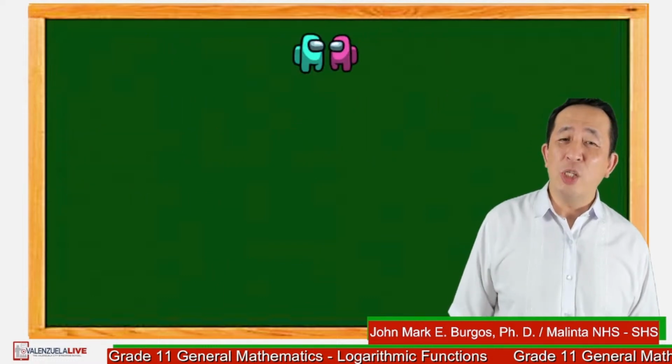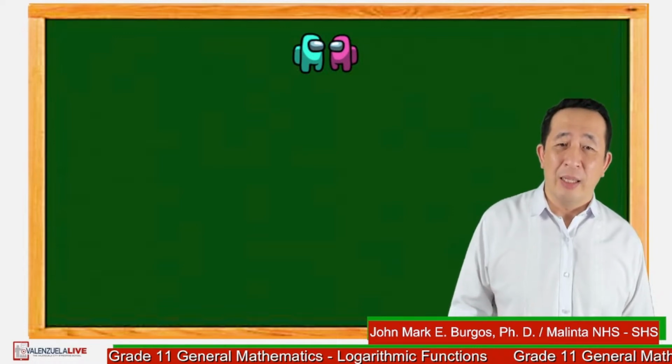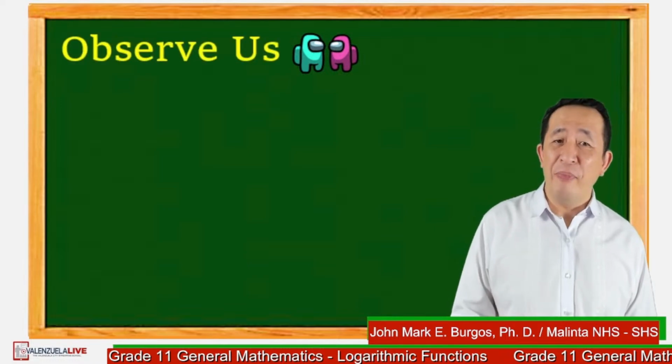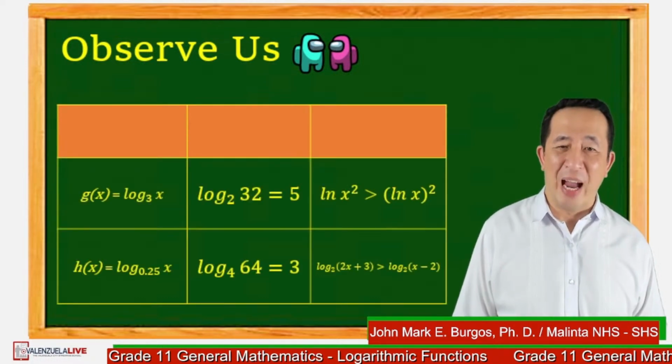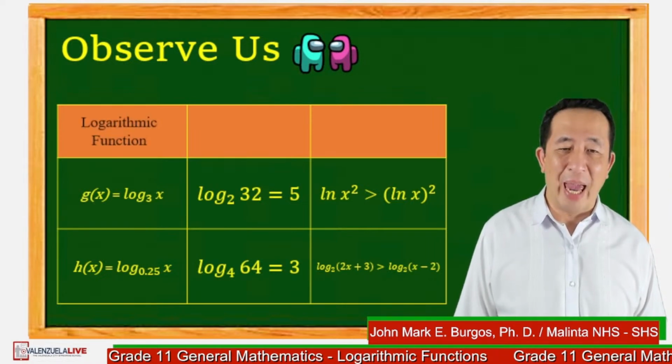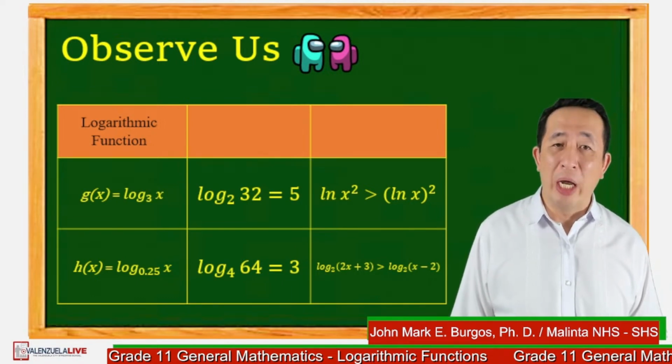Now let us proceed to the next objective of this lesson, which is the distinction between logarithmic function, logarithmic equation, and logarithmic inequality. To give you an example of a logarithmic function, g of x is equal to logarithm of x with base 3. Another example is h of x is equal to logarithm of x with base 25 hundredths.